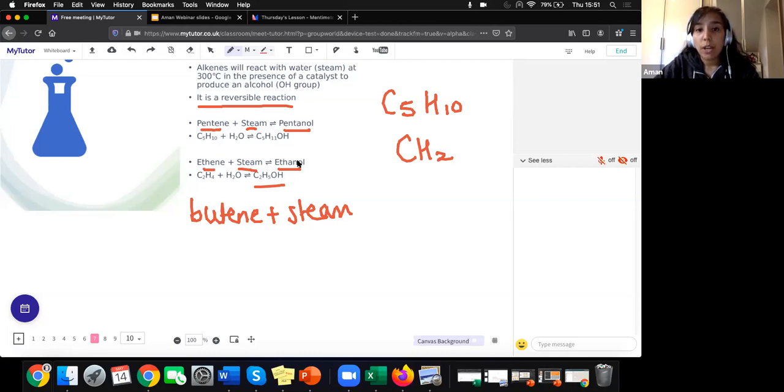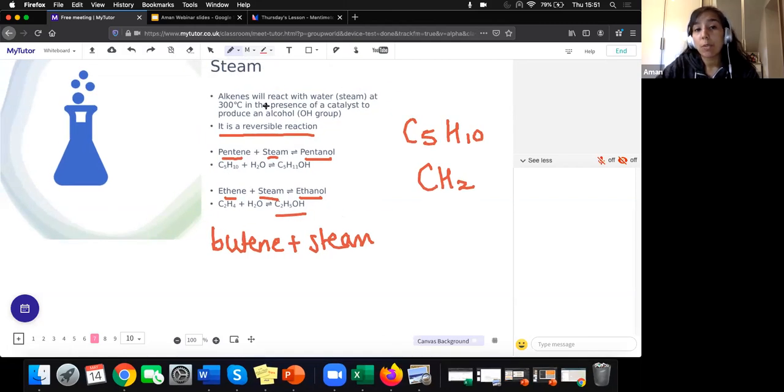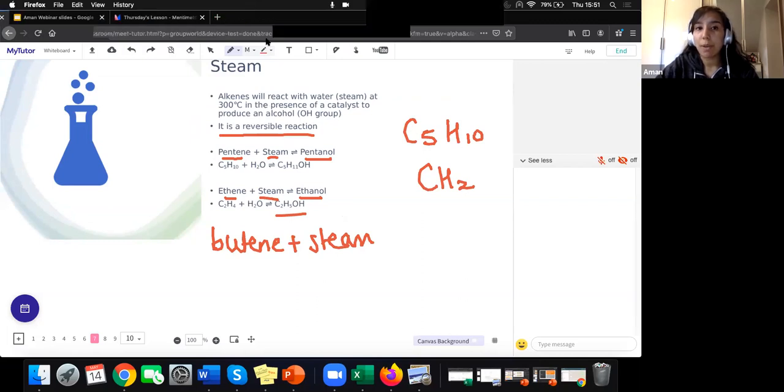How would you reverse this reaction now that it is an alcohol? Excellent question. So it's only reversible when it's at equilibrium. So you wouldn't do anything, you would keep it in there, and essentially what would happen is that pentanol would degrade almost or break down into pentene and steam.